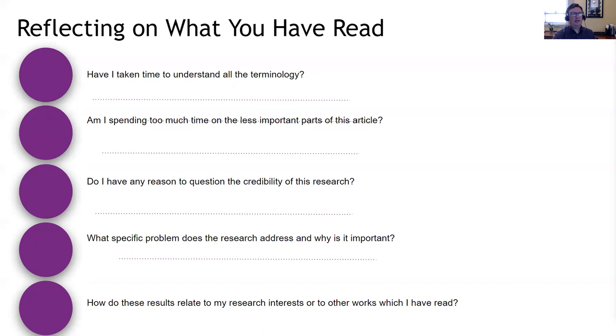And then next, do I have any reason to question the credibility of this research? Most times you probably won't, but again, you may find that something's overlooked. Maybe another researcher has covered this area and reading something else will help to inform that. Maybe this just wasn't the focus of their research, but it is going to be hugely important to engage and think about what's not included or whether there's a problem with, again, that credibility. And then again, the specific problem that the research addresses and why is it important.